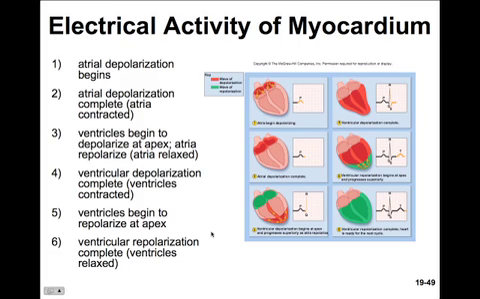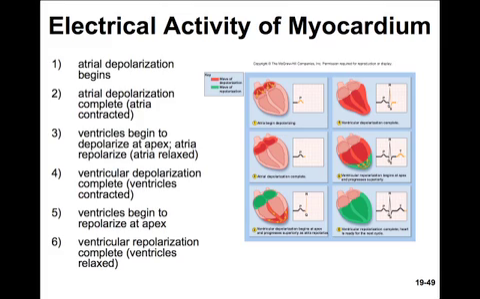When we look at the electrical activity of the myocardium, in conjunction with each of these phases, we can see the following. When we look at figure 1, the atrial depolarization is beginning. In number 2, the atrial depolarization is complete. That means the atria are completely contracted as we go up through the P wave. In the third image, ventricles begin to depolarize at the apex. The atria are repolarized as illustrated by the green, as in they're relaxed now.